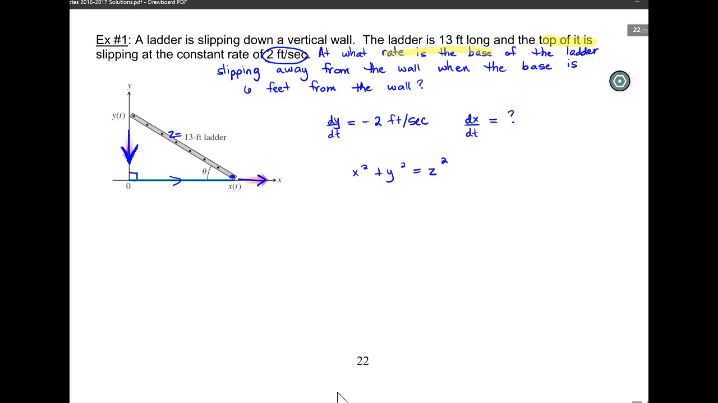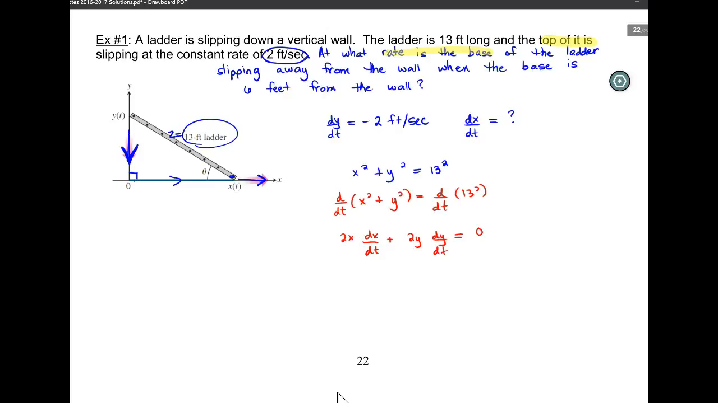Now, what we want to do is plug in any constants. Well, we said the only thing that's staying constant is the 13, so I'm actually just going to replace z squared with 13 squared. Next step, we want to do d dt of both sides. This is the important part because it's going to see how the rates relate. So the first one, x squared, that's going to become 2x dx dt plus 2y dy dt equals, we don't care what 13 squared is, but when we take the derivative of a constant, that's 0.